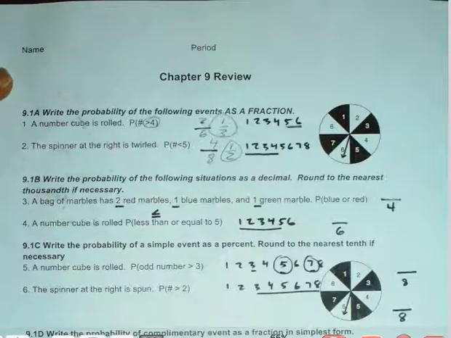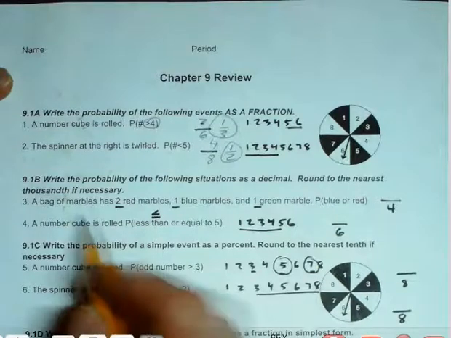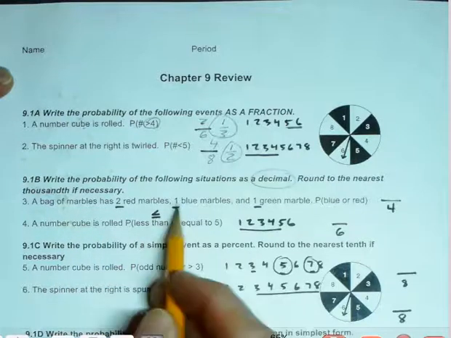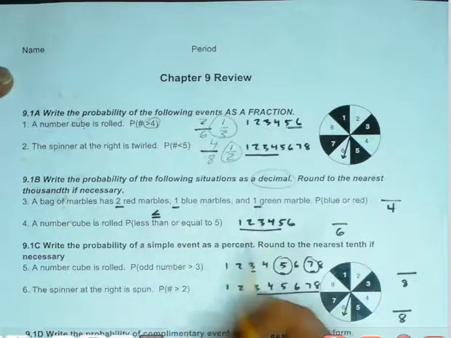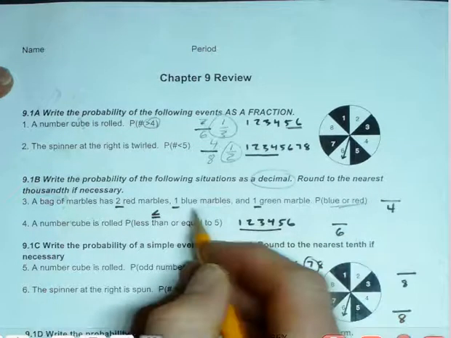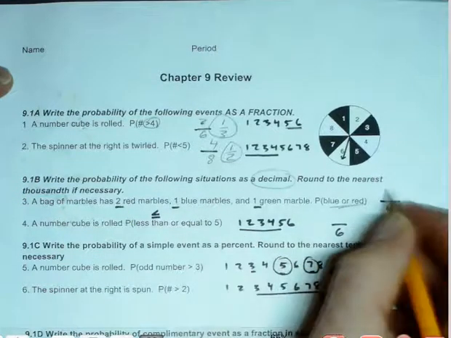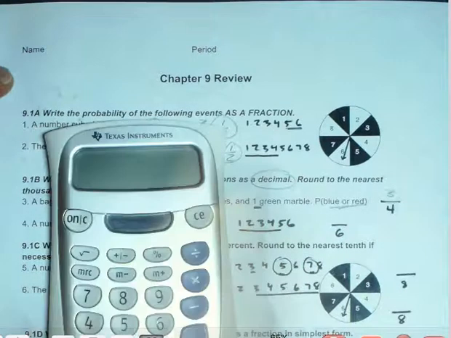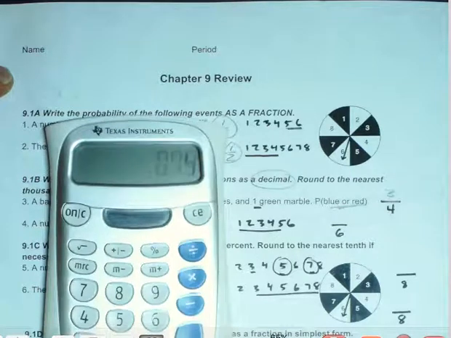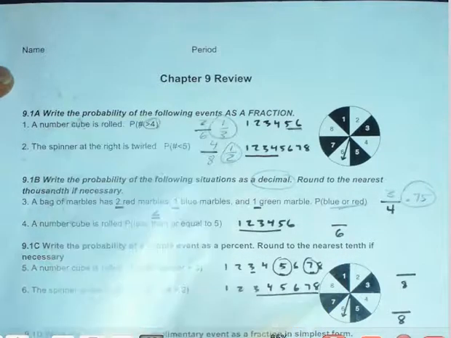All right, this next one, 9.1b. Write the probability of the following situations as a decimal and round your answer to the nearest thousandth if necessary. So we're doing decimals here. A bag of marbles has 2 red, 1 blue, and 1 green marble. What's the probability of a blue or a red? So there's a total of 4 marbles. We've got a blue and we've got 2 reds. So 1, 2, 3. So really there's a 3/4 chance of that. And in case you forget how to make that into a decimal, you can just take 3 divided by 4, just like it's written there, and you've got 0.75 as our probability as a decimal.